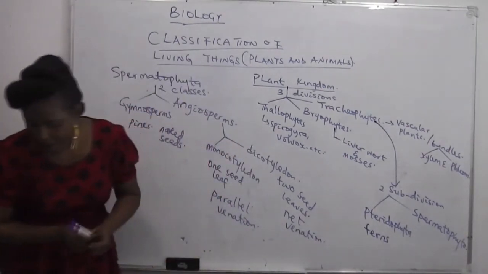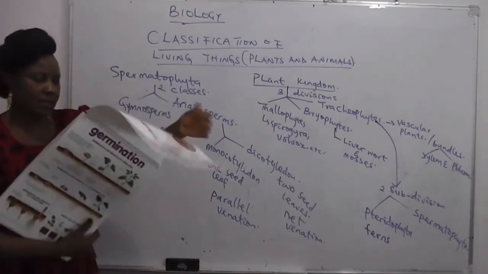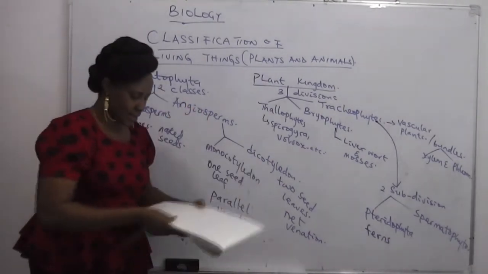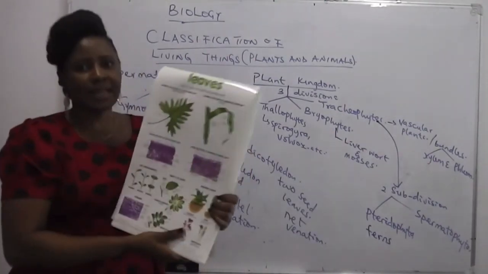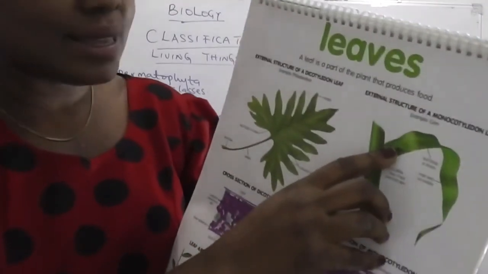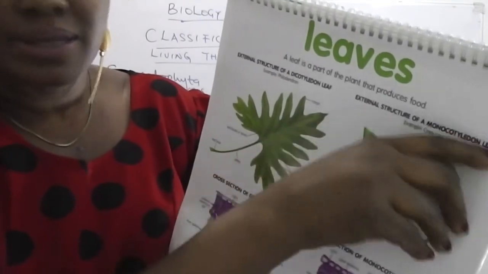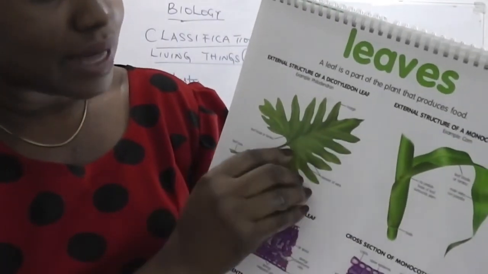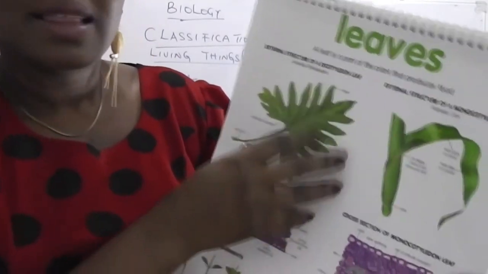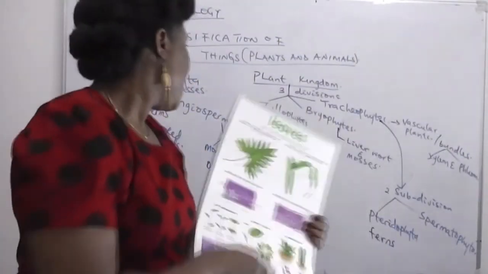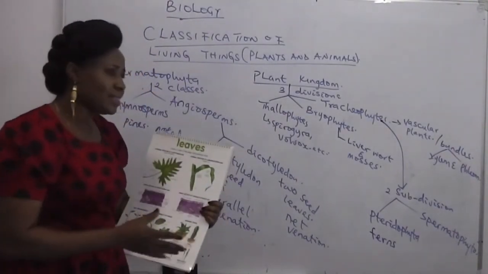Now what I mean by parallel venation is this. If you look at these monocot plants, you see the veins. This is exactly what I mean by the veins. If you look at this leaf, notice that the vein is just on a parallel side. But if you look at this, you notice that after a line goes this way, it's as if the line is being crossed. That is what we mean by net venation.